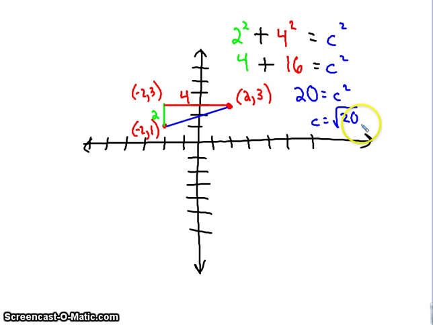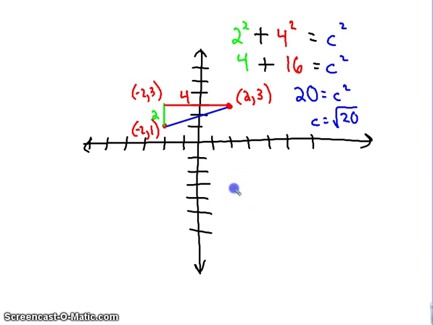Remember, we're not needing to find that out. We would need a little evil demon box to do it. But we know it's bigger than 4 and less than 5. So it's in between those two. Okay. Now, there is a shortcut to doing this. And this is called the distance formula.